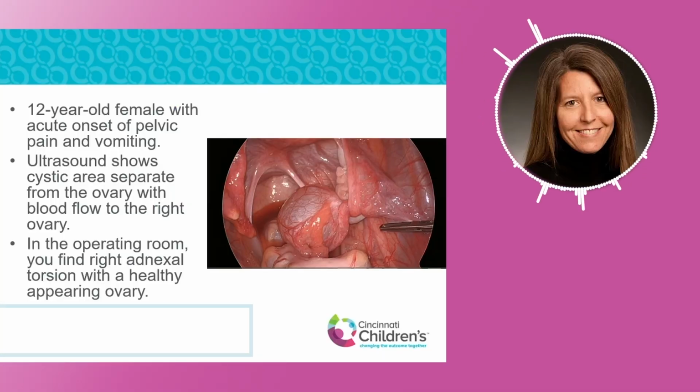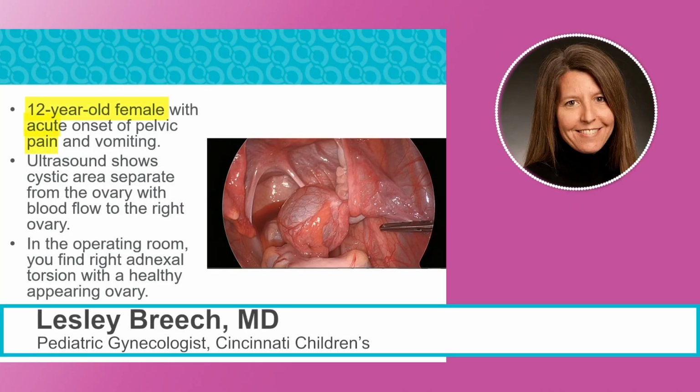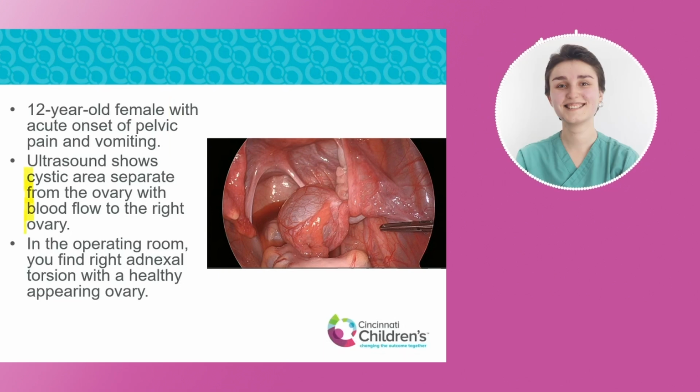This is a 12-year-old female. She had acute onset of pelvic pain and vomiting. The ultrasound shows a cystic area that is separate from the ovary with blood flow to the right ovary. In the operating room, you find a right adnexal torsion with a healthy appearing ovary.